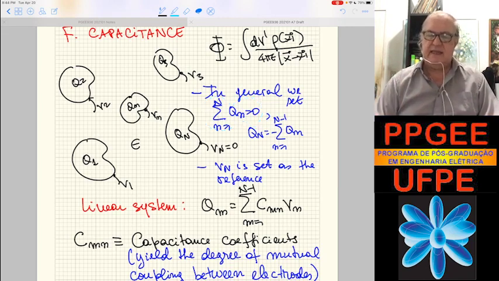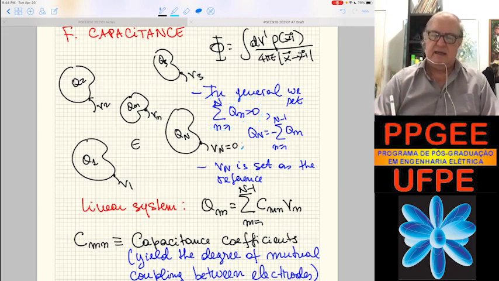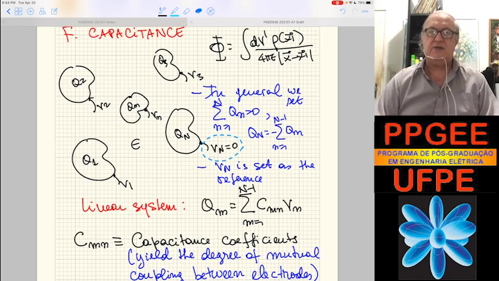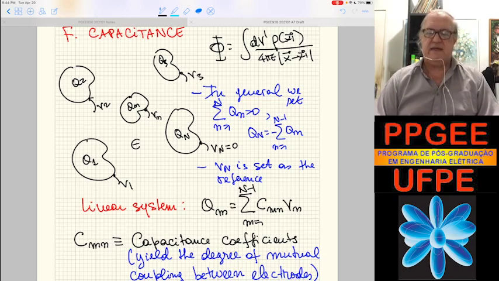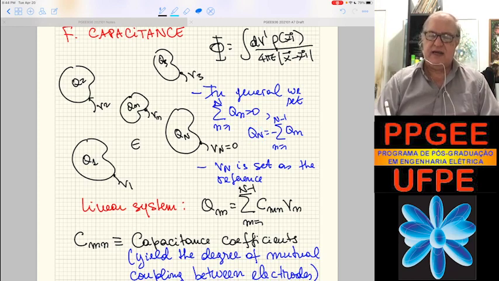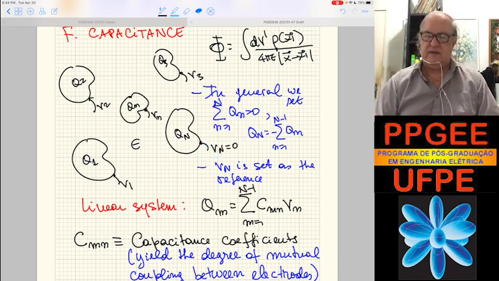So we can set the nth electrode, capital N, as a reference electrode in which the potential is always maintained at zero. And also the charge: if I know the charge in all the other electrodes, I know the charge in this grounded electrode here, okay? Because the system is in equilibrium. So it's the summation over the N minus 1 electrodes.